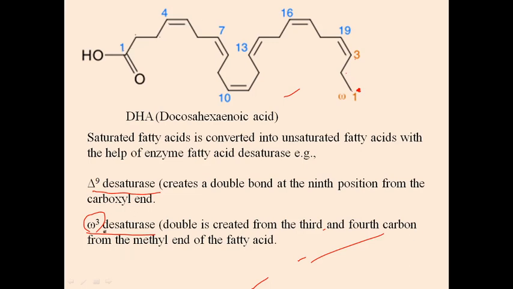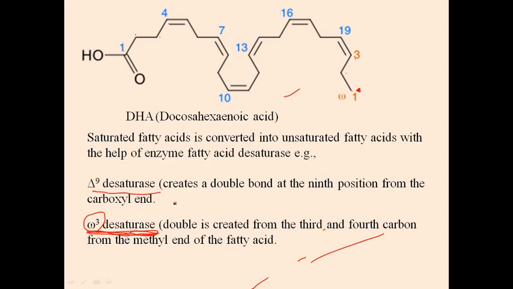Our animal body does not contain omega 3 desaturase. It is present only in plants, algae, or microorganisms. In mammals, generally omega 3 desaturase is not present. So we cannot synthesize omega 3 fatty acid in our body. We have to take omega 3 fatty acid from plants or from animal products. In our body, omega 6 desaturase is present, but omega 3 desaturase is not present.